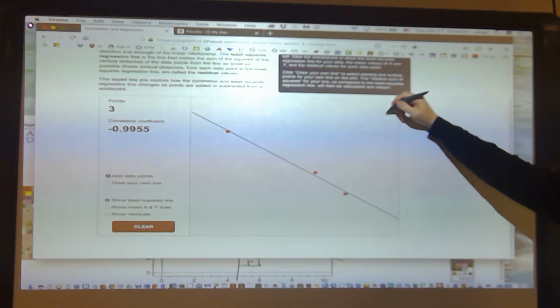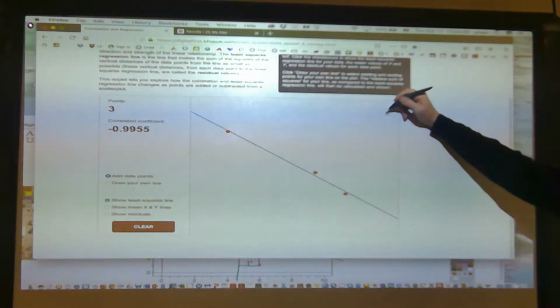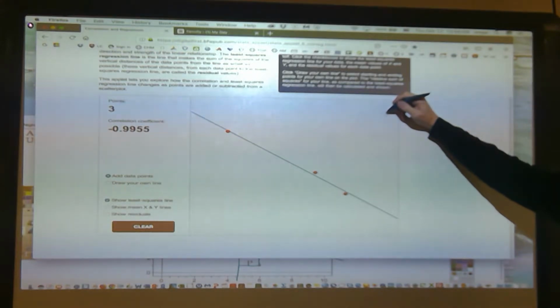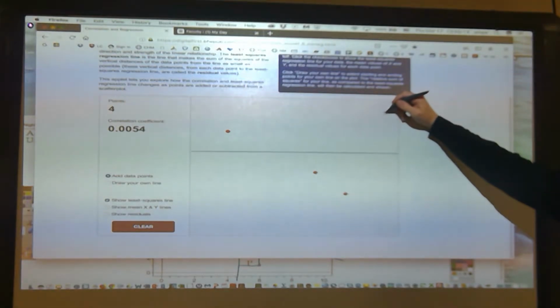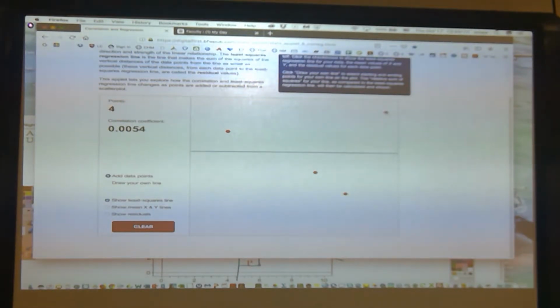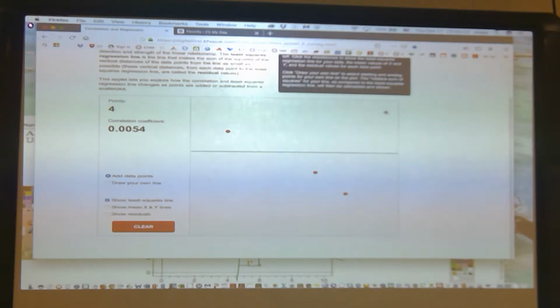Decrease. I'm sorry? Did you say increase or decrease? Decrease. It'll actually increase. It will increase toward 0. Its absolute value will decrease. And I think that's what you were thinking. Its absolute value decreases, but R actually changes from negative 0.9 to almost 0.